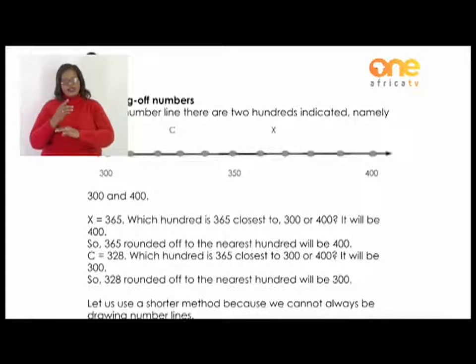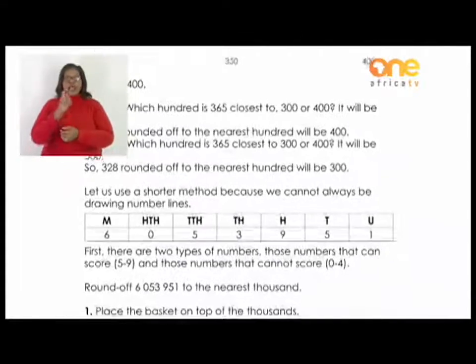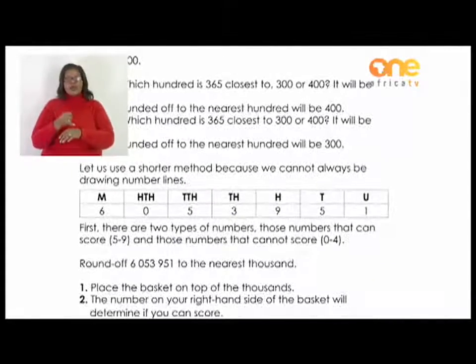Looking at the hundreds given there, it is 300 and 400. X is marked at 365, and which 100 is near or closest to this number? So it's a matter of choosing, and it will be 400. So 365 rounded off to the nearest 100 will be 400.